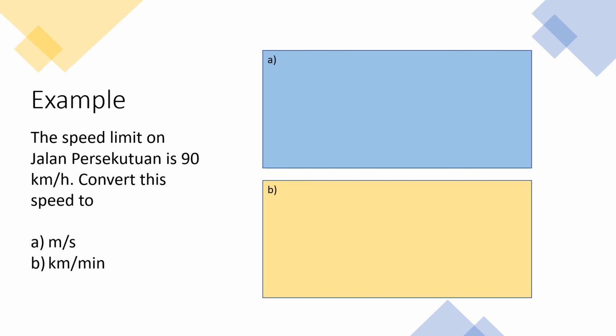The speed limit on Jalan Persekutuan is 90 km per hour. Convert this speed to meter per second. The first unit is 90 km per hour, so we need to convert into meter per second. Since speed is distance over time, we can say that the speed limit is 90 km for every hour. So the distance is 90 km for 1 hour. Then you will convert one by one.